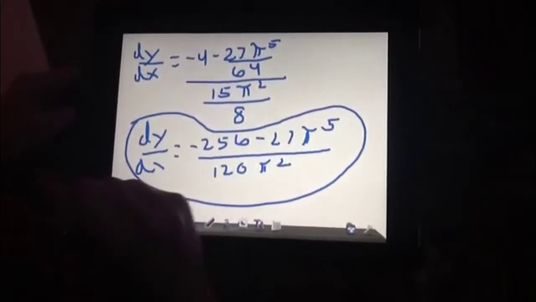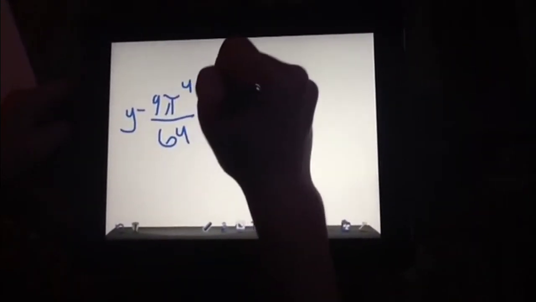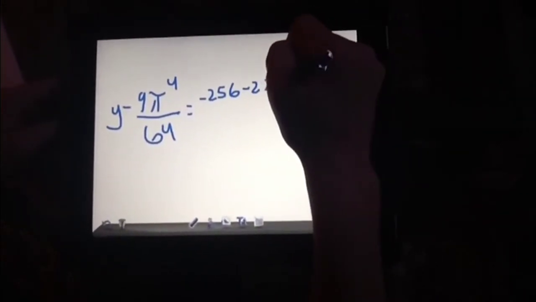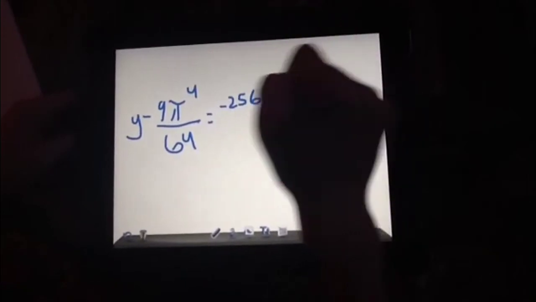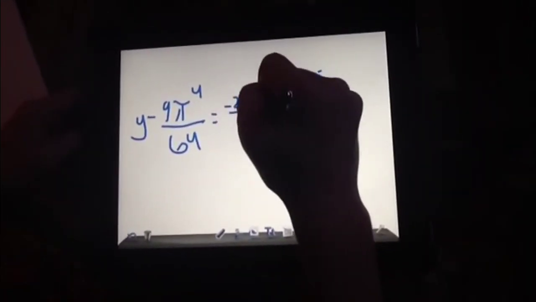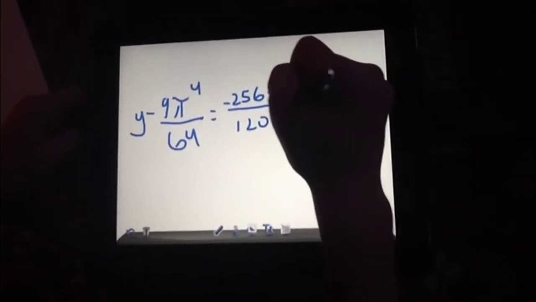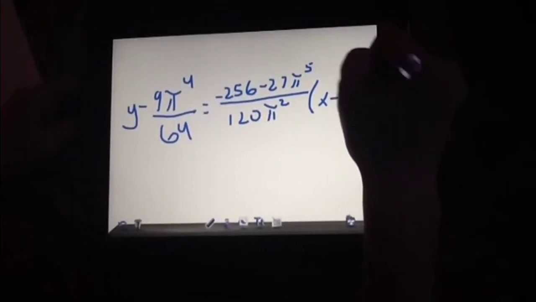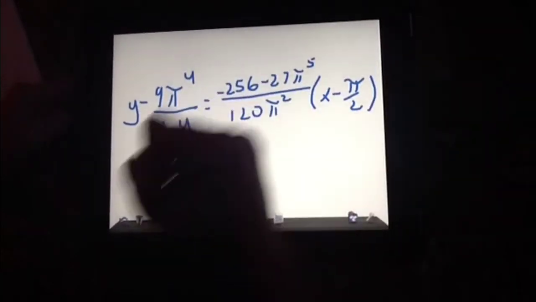And our equation will be y minus 9 pi to the 4th over 64 equals negative 256 minus 27 pi to the 5th over 120 pi squared times x minus pi over 2. And there we go, that's the equation of that tangent line.